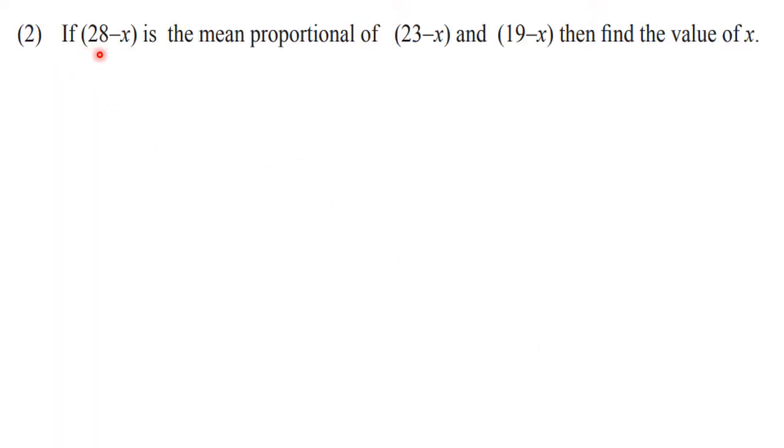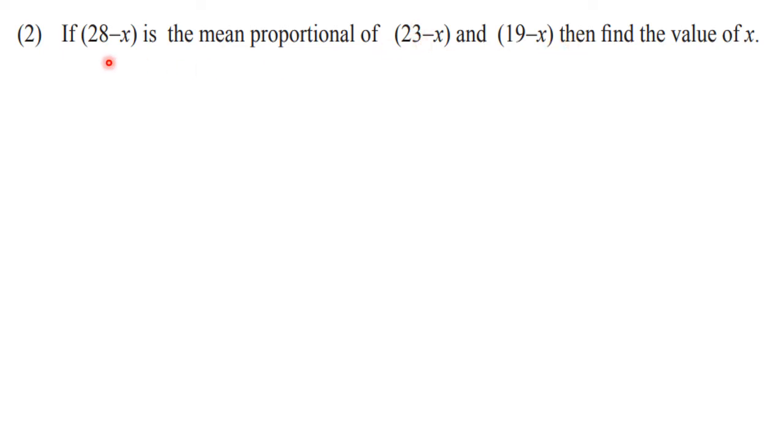If 28 minus x is the mean proportional of 23 minus x and 19 minus x, then find the value of x. Now see here, don't think that these three numbers are in sequence, that this is A, this is B and this is C. No, it is wrong. This is A and this is C and this is B. This is the mean proportional. So try to understand: this is A, this is C and this is B, the middle number.